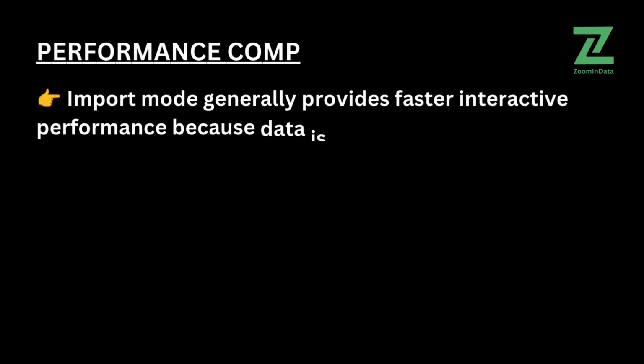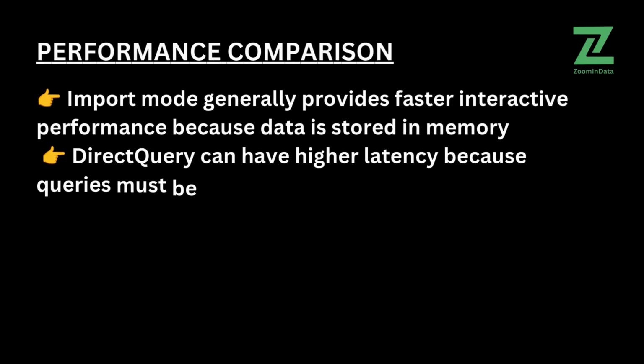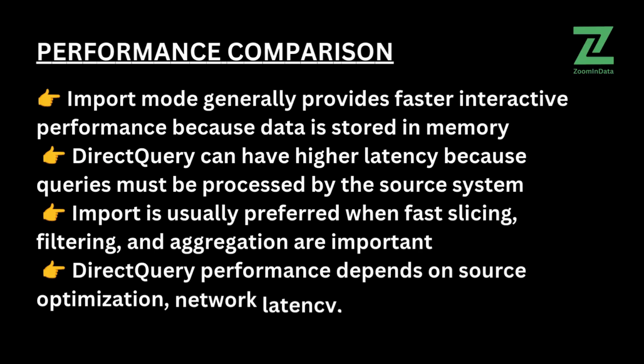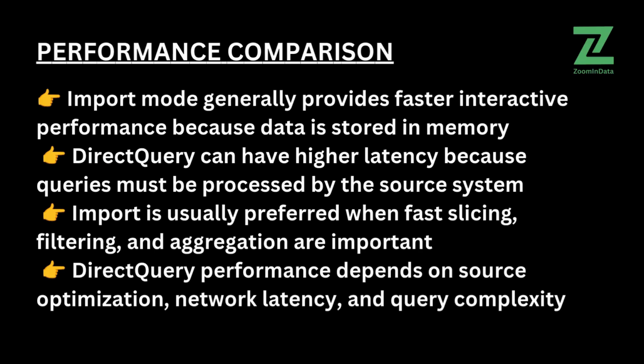Import mode generally provides faster interactive performance because data is stored in memory. DirectQuery can have higher latency because queries must be processed by the source system. Import is usually preferred when fast slicing, filtering, and aggregation are important. DirectQuery performance depends on source optimization, network latency, and query complexity.